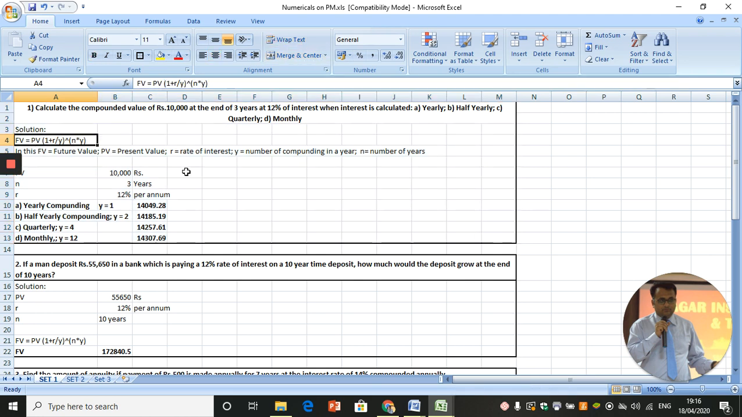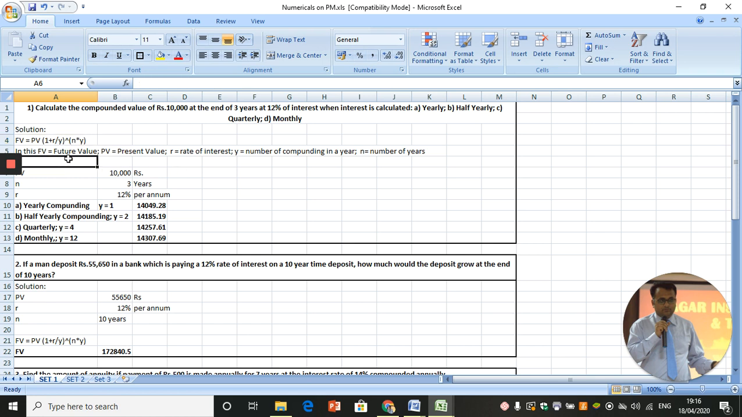First of all, we have to remember the formula for compound interest. The formula for compound interest is: amount is equal to principal into 1 plus r, whole to the power n.